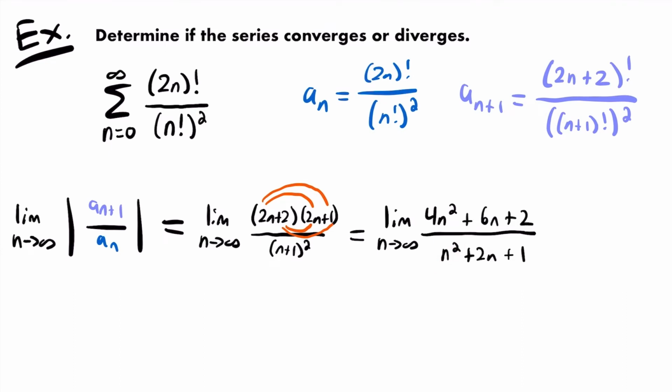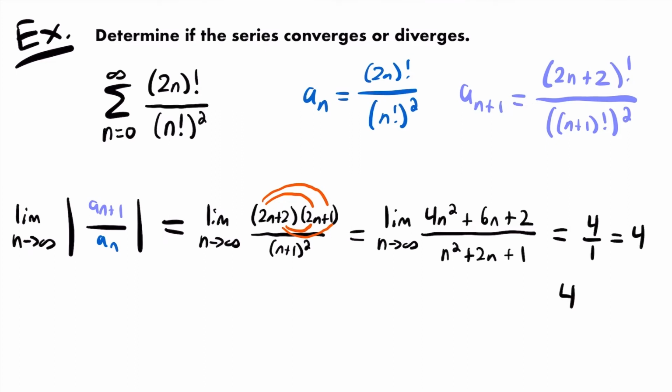And so since those powers are equal, this limit as n approaches infinity will be equal to the ratio of the coefficients for those terms. So the coefficient of this n squared in the numerator is 4, so we'll have 4 divided by the coefficient of this n squared, which is 1. So our limit will be equal to 4 divided by 1, which is equal to 4.